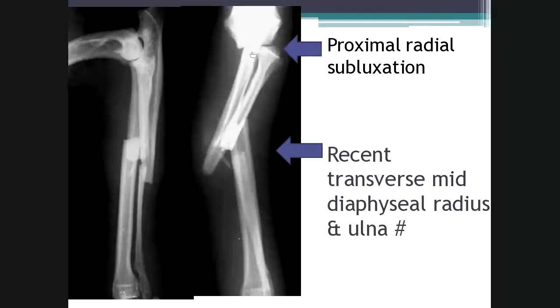If you want to describe it a little bit more, you could even say that the radial subluxation here results in the proximal ulnar radius being angulated from proximolateral to distomedially.